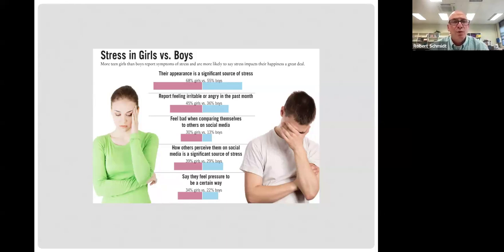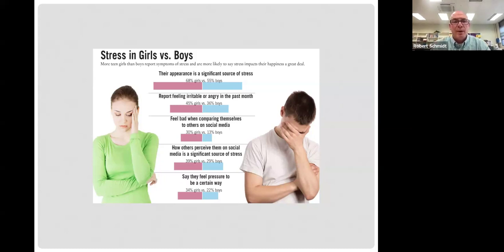More teen girls than boys reported symptoms of stress and are more likely to say stress impacts their happiness a great deal. If you look at their perception of their appearance, 68% said yes, it is a significant source of stress versus 55% of boys. Again, this was a national study. Reporting feeling irritable or angry in the past month, which falls under moodiness: 45% of girls and 36% of boys.